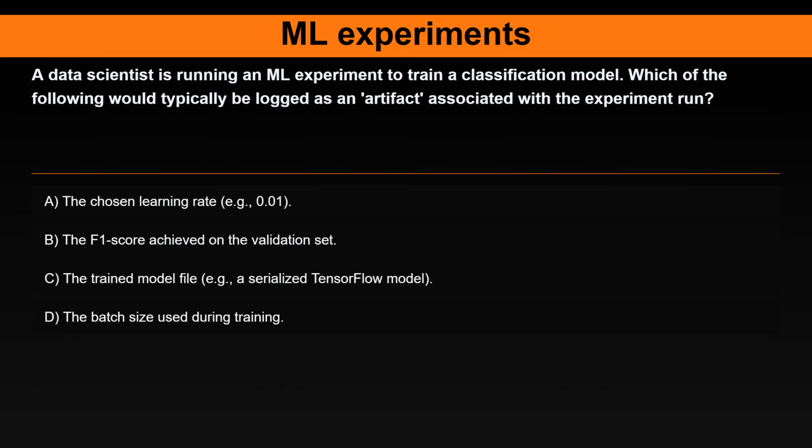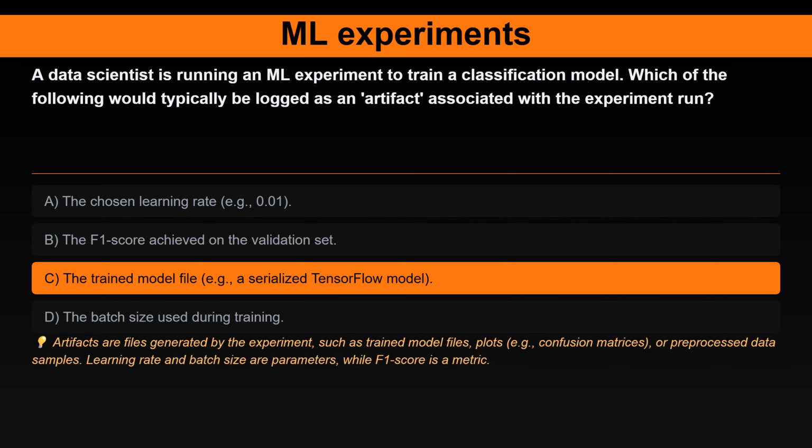Question 21. A data scientist is running an ML experiment to train a classification model. Which of the following would typically be logged as an artifact associated with the experiment run? Option A. The chosen learning rate, e.g., 0.01. Option B. The F1 score achieved on the validation set. Option C. The trained model file, e.g., a serialized TensorFlow model. Option D. The batch size used during training.